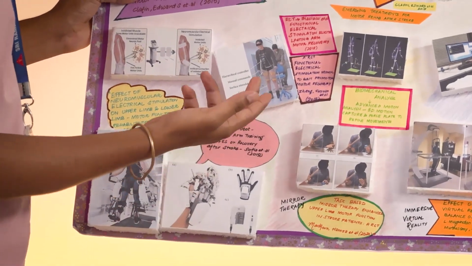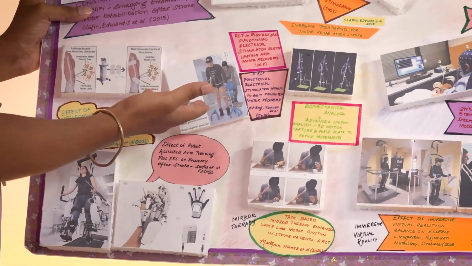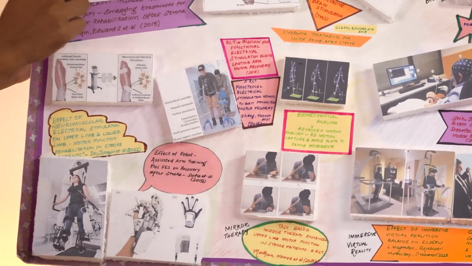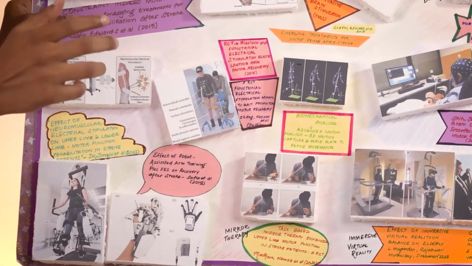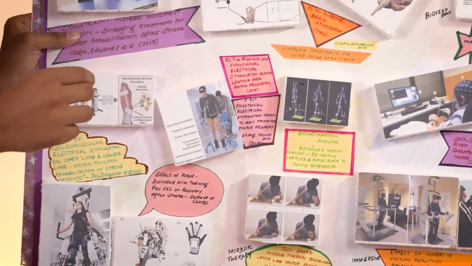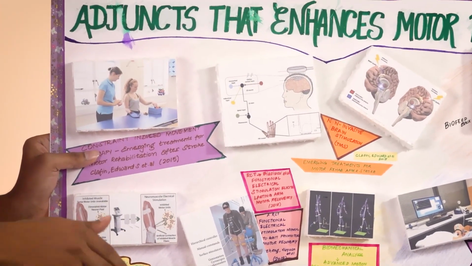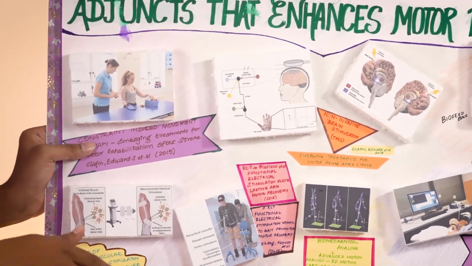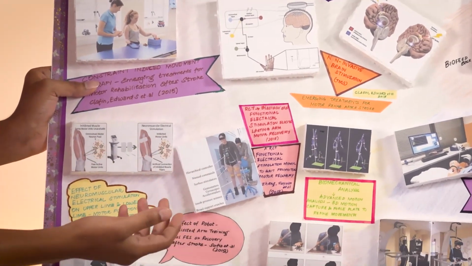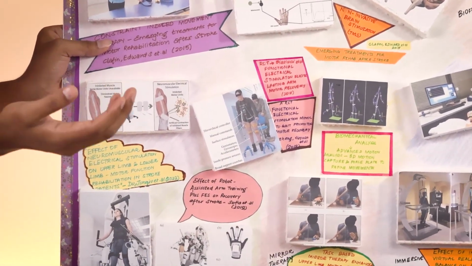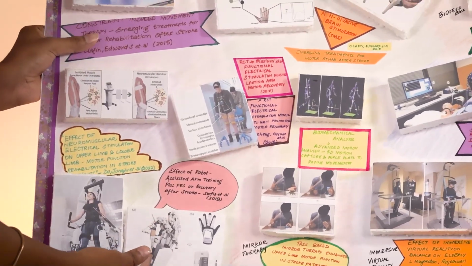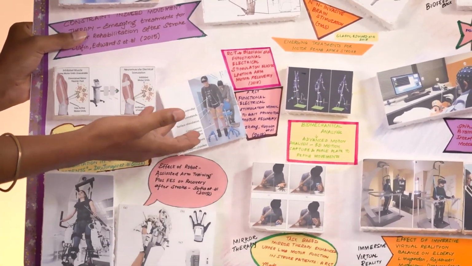Next is functional electrical stimulation. It is a worldwide used measure for gait training practices. In an initial stroke, where the patient lacks dorsiflexion or heel striking in the gait pattern, functional electrical stimulation helps in producing dorsiflexion. So it is helpful to improve the gait pattern.